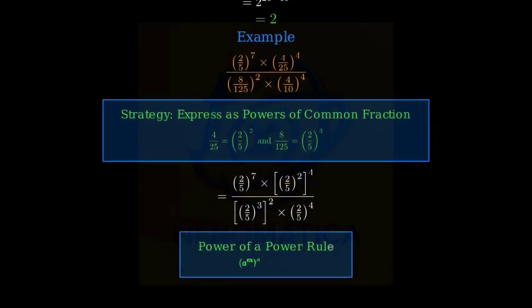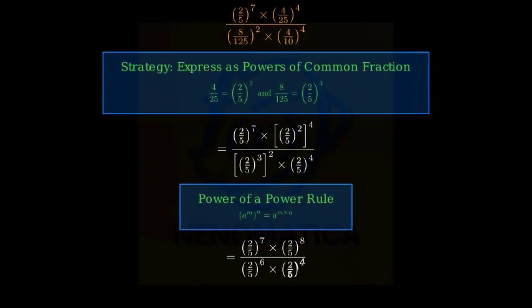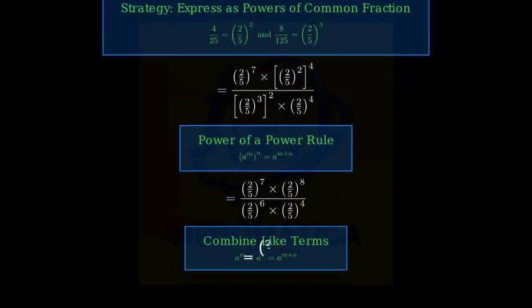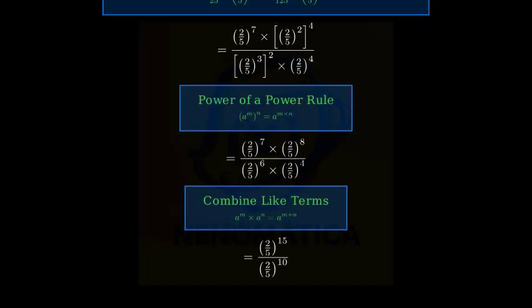Now, let's use the power of a power rule to simplify further. When we raise a power to another power, we multiply the exponents. So 2/5 squared to the power of 4 becomes 2/5 to the power of 8, and 2/5 cubed to the power of 2 becomes 2/5 to the power of 6. Now we can combine the powers in the numerator and denominator using the product of powers rule. In the numerator, we get 2/5 to the power of 15, since 7 plus 8 is 15. In the denominator, we get 2/5 to the power of 10, since 6 plus 4 is 10.